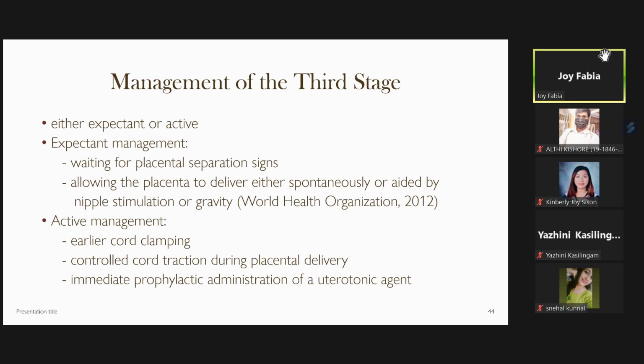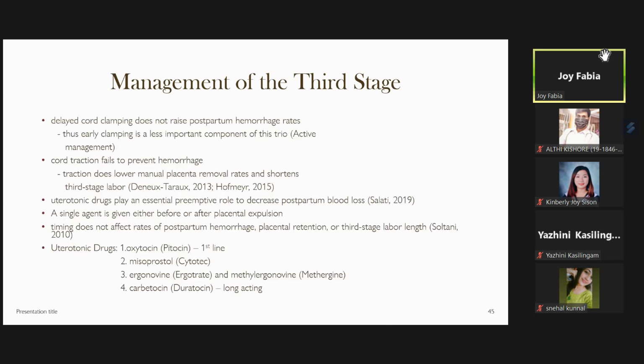So what are the uterotonic agents that you know? Oxytocin. Aside from oxytocin, what else? The methyl ergometrine or the metergine. So according to them, delayed cord clamping does not raise a postpartum hemorrhage rates. Thus, early clamping is a less important component of this trio or the active management.